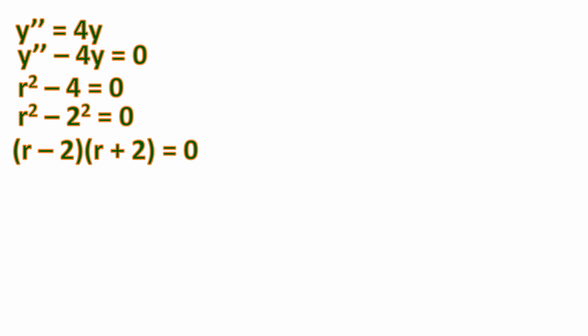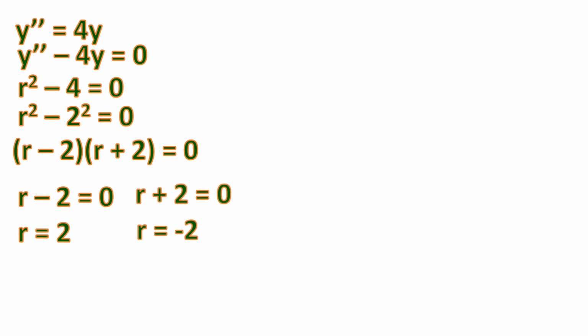And then solve for r minus 2 equals 0. Transpose the negative 2, it's r equals 2. And for r plus 2 equals 0, r equals negative 2. So this is just simple, and we'll just change it to the general solution. Y equals c sub 1 e raised to the first root, which is 2, so 2x, plus c sub 2 e raised to the second root, which is negative 2x. And that's it.